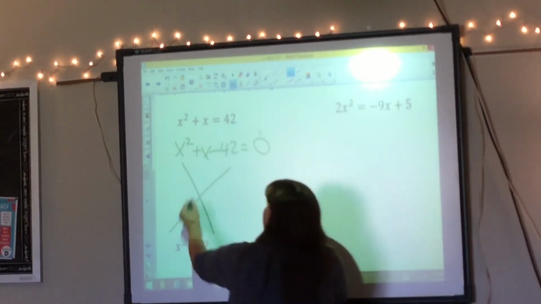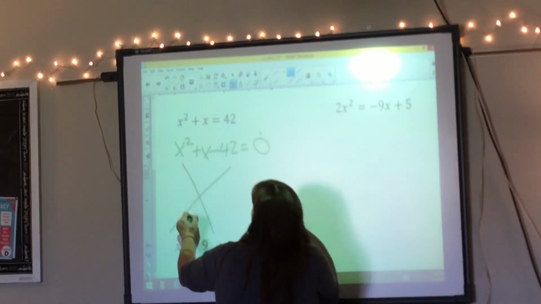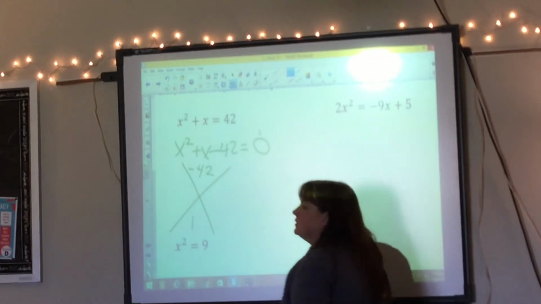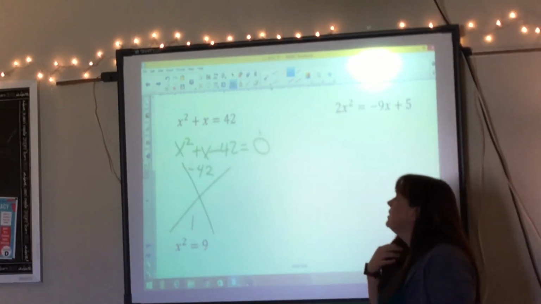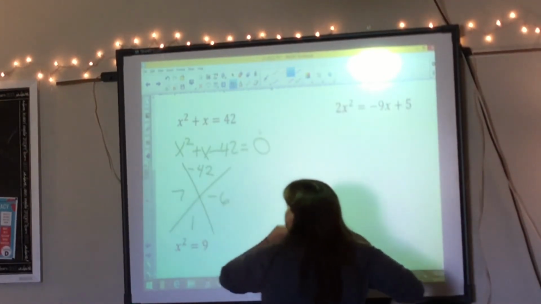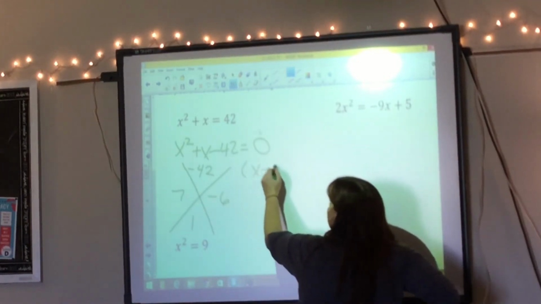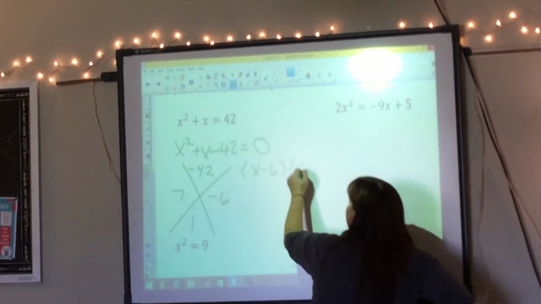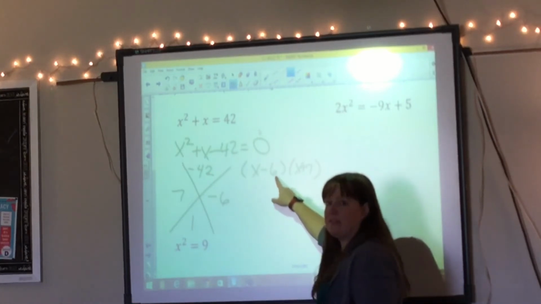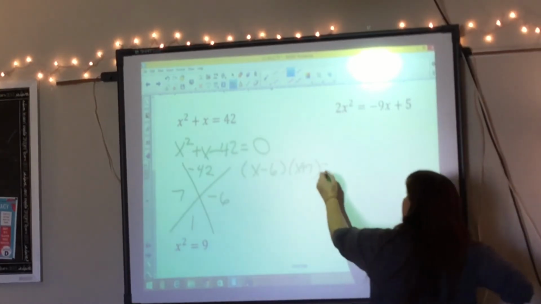We gotta find numbers that add to 1 and multiply to negative 42. It would be -6. Thank you. Negative 6 and positive 7. So we have x minus 6 and x plus 7. So this and this are the same thing, right? So I set that equal to 0.